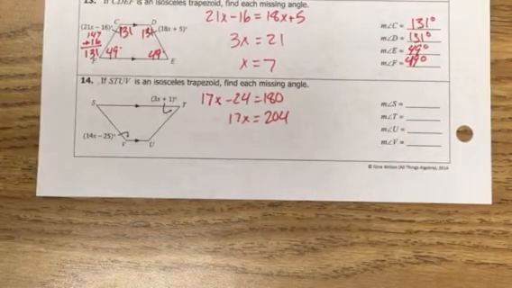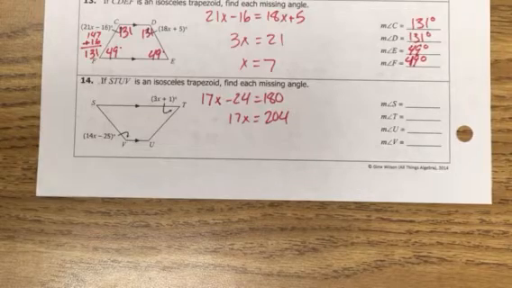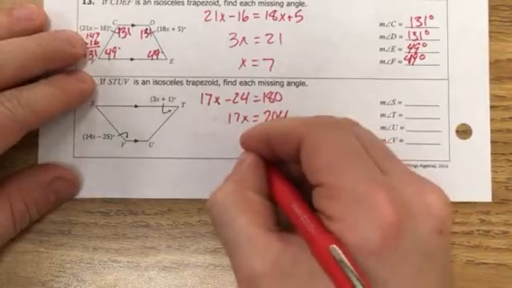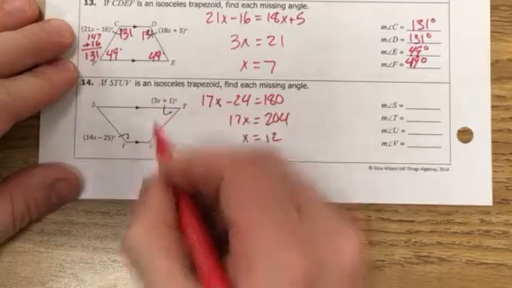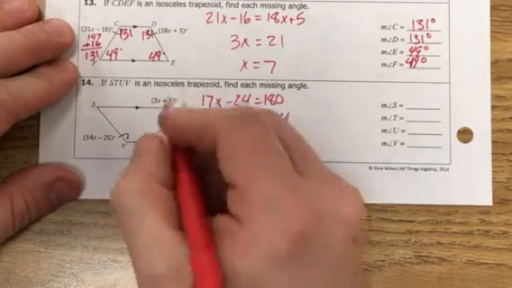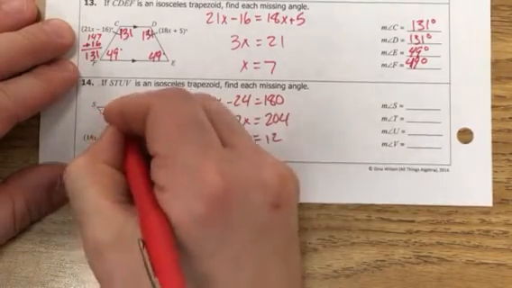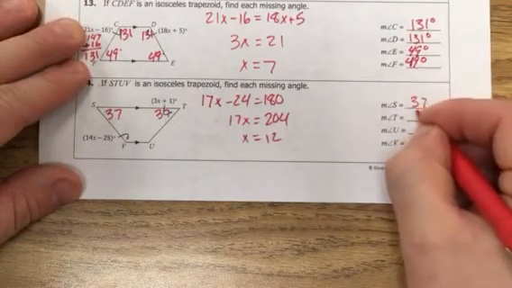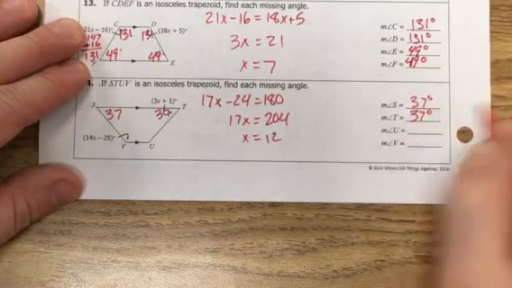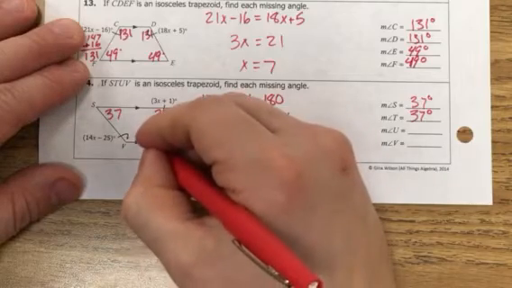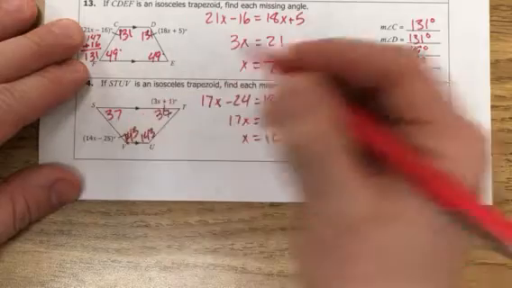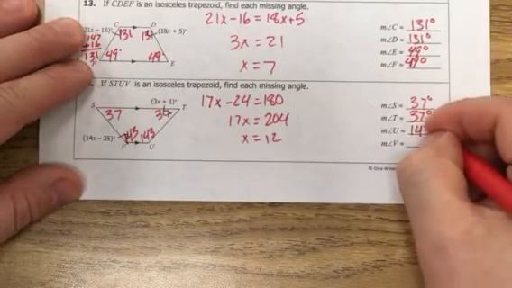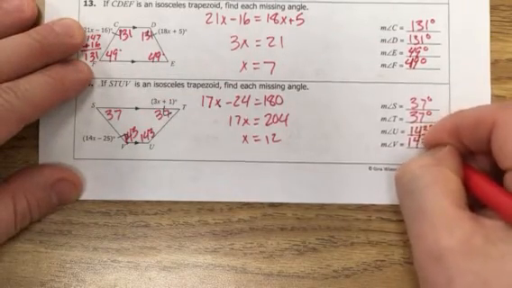Doing a little math right now. 204 divided by 17 would be 12. So x would be 12. Go ahead and take that, plug it back in. 3 times 12 is 36, plus 1 is 37. So I know S and T are 37 degrees. 180 minus 37 is 143. And I know that base angles are congruent, so U and V are both 143 degrees.